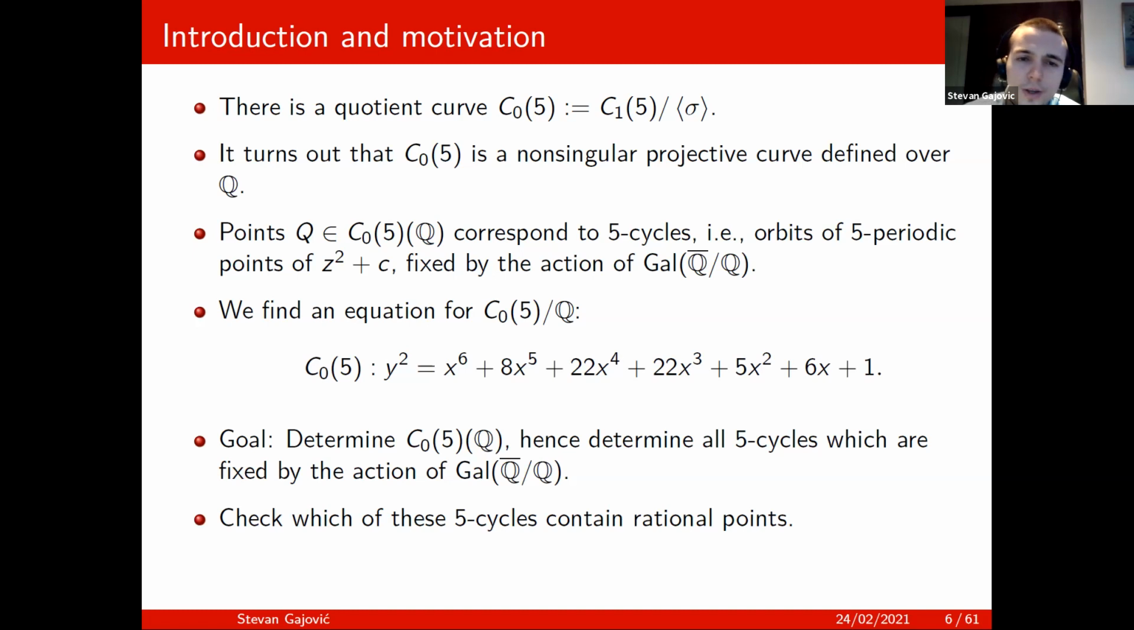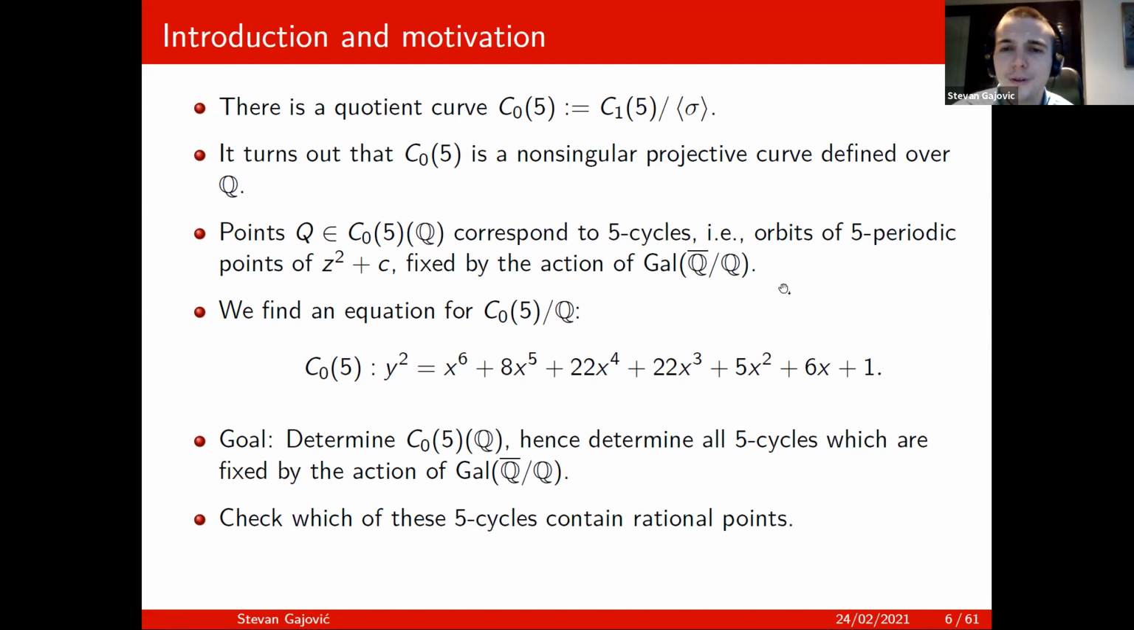And here we use this C naught because we can find an easy equation for it. This is a hyperelliptic curve of genus 2. And if we can determine rational points on it, we can then check which ones correspond to rational periodic points and which ones don't. In this case, it will turn out that none of the rational points on C naught of 5 correspond to rational periodic points. But this was another illustration of how we end up with a problem of determining rational points on curves.